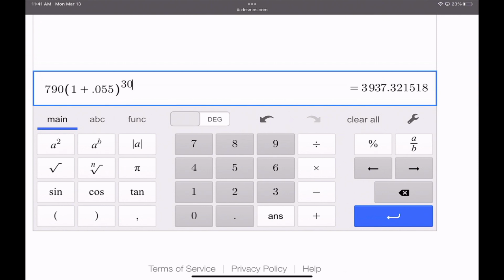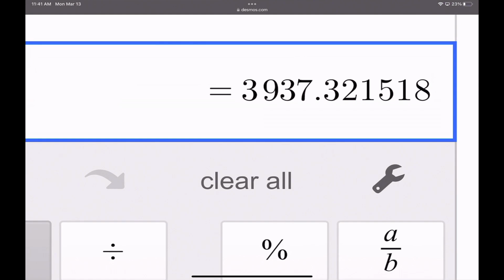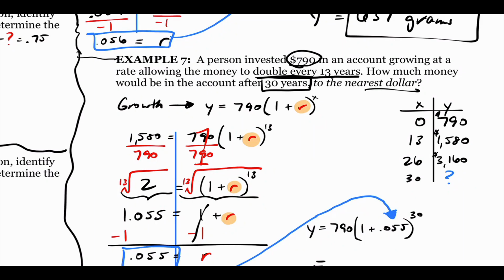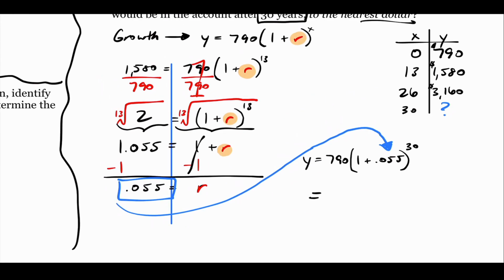Okay, so $3,937.32. Well, 32 cents, does that mean round up or stay where I'm at? If it's 32 cents, do I go up to the next dollar or do I stay at where I'm at? Stay. $3,937.